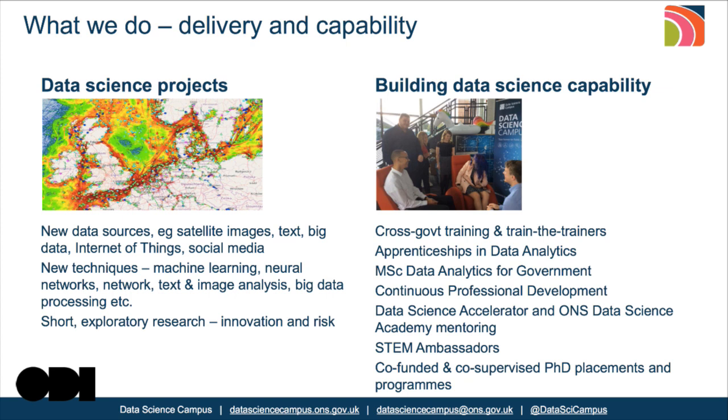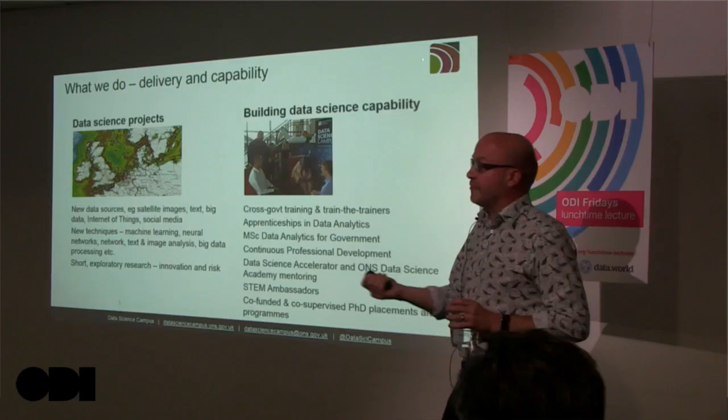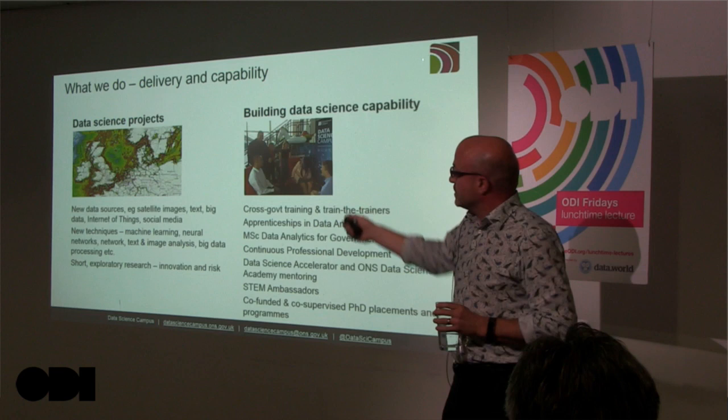The kinds of techniques that you need to use those sources, so machine learning and so on, I'll give examples shortly, and short exploratory research, so innovation and risk, tying back to this idea that we can fail and we need to try new things. So that's the project and the delivery side.